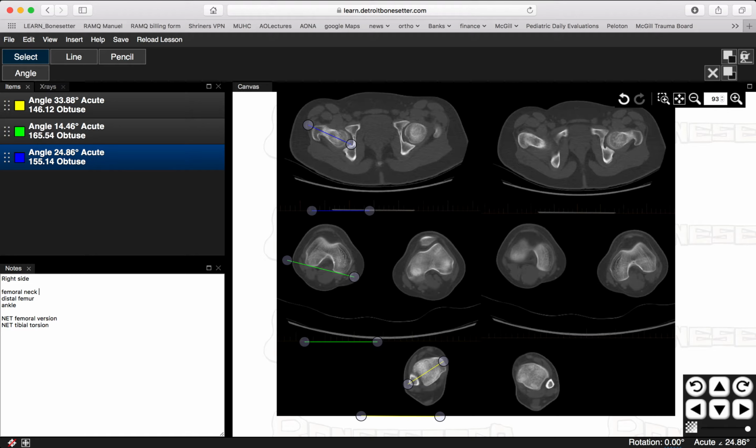Okay, so for your femoral neck, in blue, we're going to round 25 degrees of internal rotation. The distal femur in green, 14 degrees of internal rotation, and the ankle in yellow is at 34 degrees of external rotation. Now keep in mind that those are the static images, and you need to add or subtract them to figure out what the net version or torsion is for each segment.